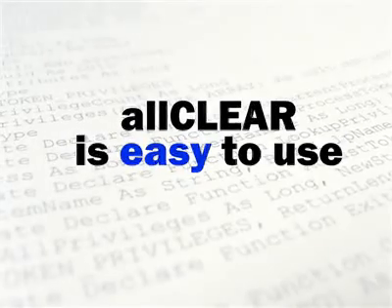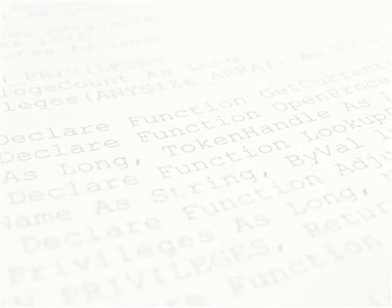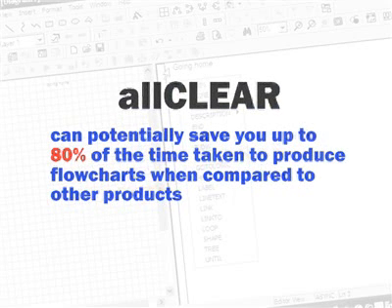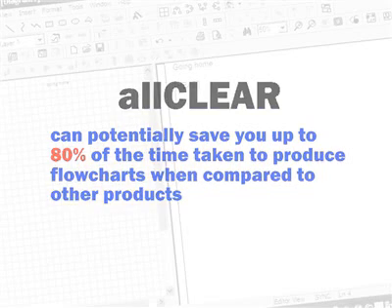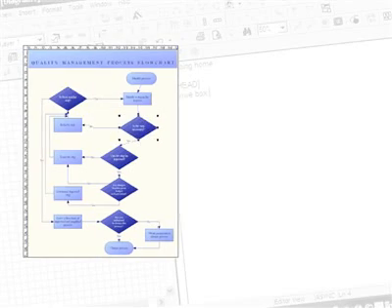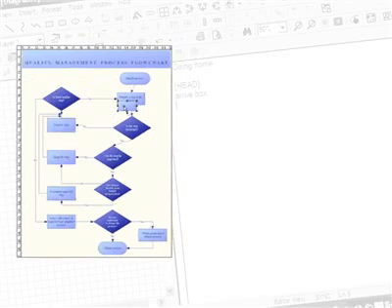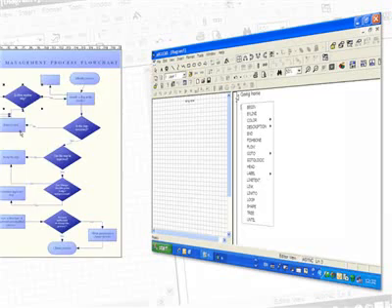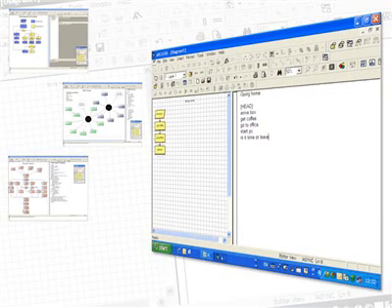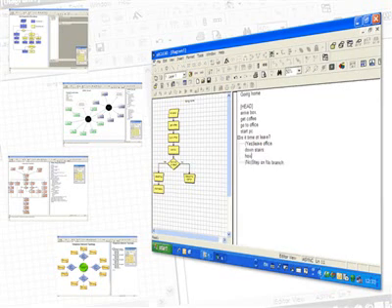allCLEAR is easy to use. It has been designed from the ground up to be the most efficient system for producing process maps. It will potentially save you up to 80% of the time taken compared to other products to input the initial data. We don't expect you to have to juggle boxes, rearrange the diagram to fit, struggle and juggle to make amendments. With allCLEAR, you'll be producing great-looking flowcharts within a few minutes of running the software.